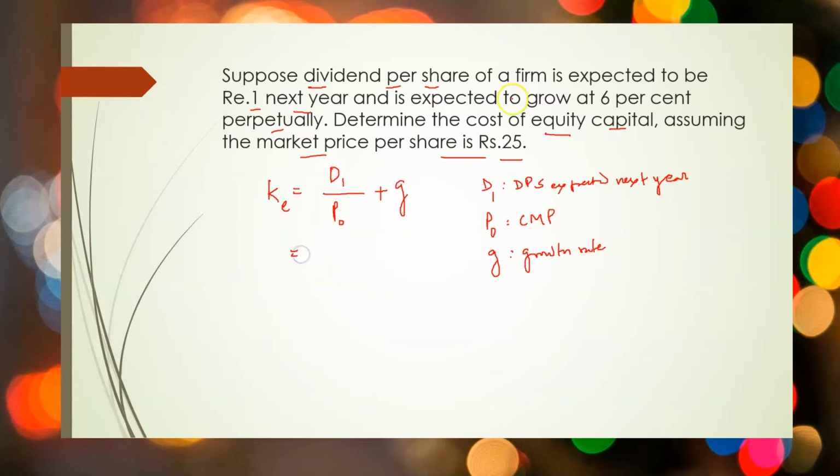So here the D1 is given as rupee 1 divided by P0, which is 25. Its current market price is given as rupees 25, plus growth rate 6%. So this is nothing but 4 plus 6, 10% is the cost of equity.